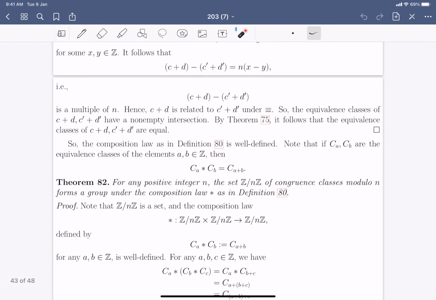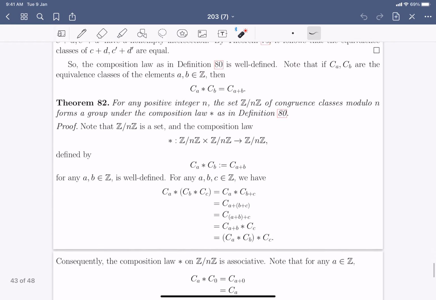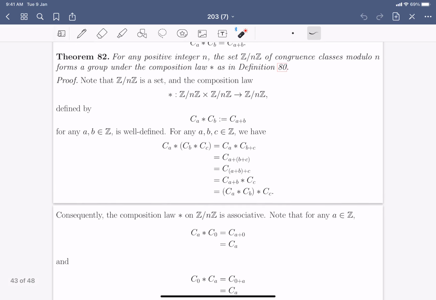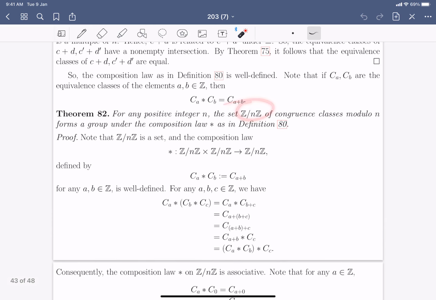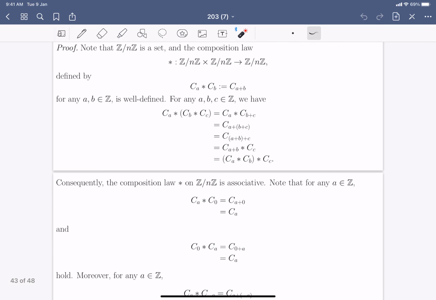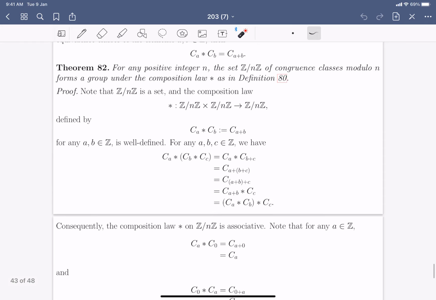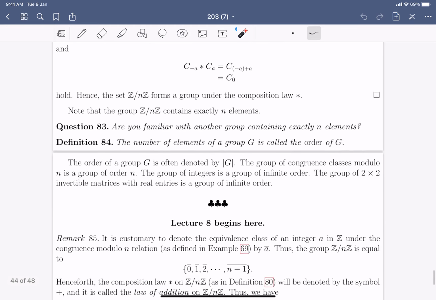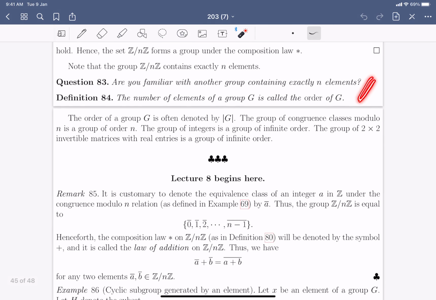That was the basis of our next theorem. Basis in the sense that it showed that the definition that we had makes sense. That is, the composition law that we introduced is well defined. Once that is done, verifying that Z mod nZ, the set of all congruence classes modulo n, forms a group under this composition law was essentially straightforward. It was essentially formal verification, but again, this is something that we do need to do, and we did. So let's move on.